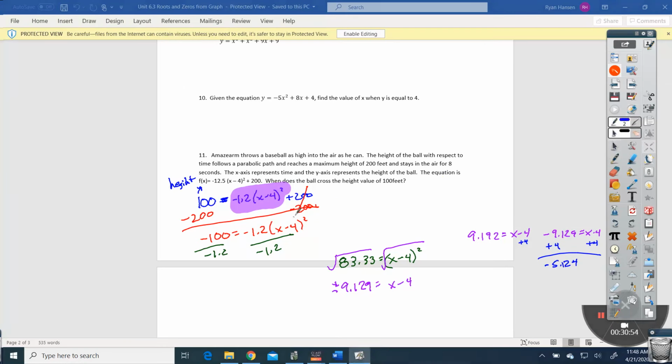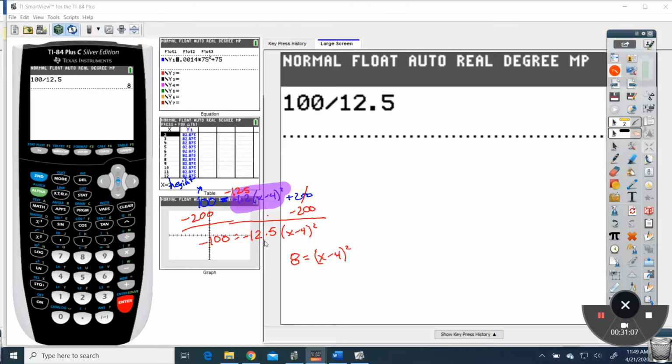So you probably saw it, but I didn't. This negative 1.2 should have been negative 12.5. So I'll hurry and rework some calculations, and then we'll get back on track. Okay, so what I've done is I've replaced that 1.2 with negative 12.5. So I'm going to divide each side by negative 12.5. And when I divide 100 by negative 12.5, I get 8. So now I'm going to take the square root of that.